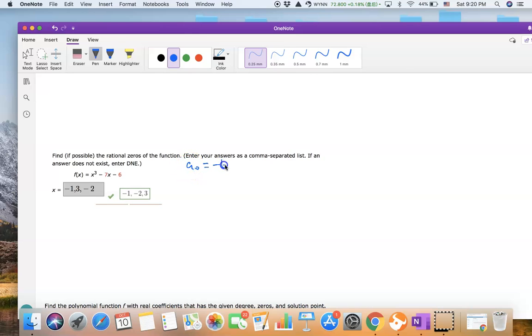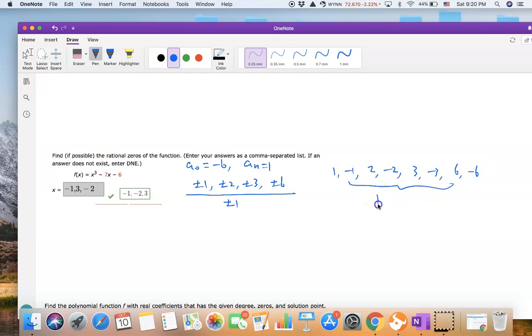So to find the actual zeros, we first find the list of all possible zeros. So a_0 is negative 6, a_n equals 1. The factors of negative 6 are these, and the factor of a_n is just 1. So the list of the possible zeros are 1, negative 1, 2, negative 2, 3, negative 3, 6, negative 6.